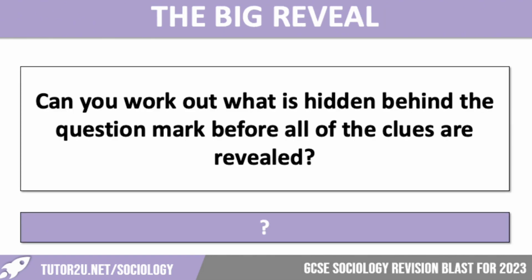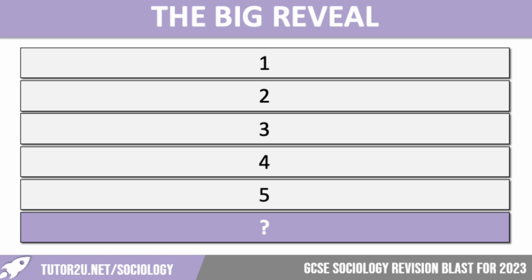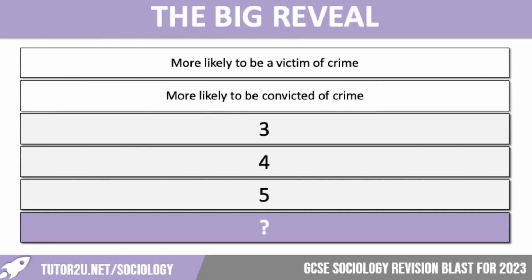Right, let's move on to a big reveal. You need to try and work out what is hidden behind the question mark before all the clues are revealed. So clue number 1, more likely to be a victim of crime. Number 2, more likely to be convicted of crime. Number 3, less likely to obtain a highly paid job.